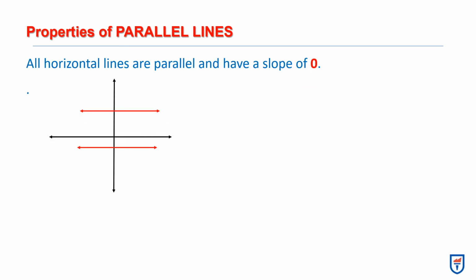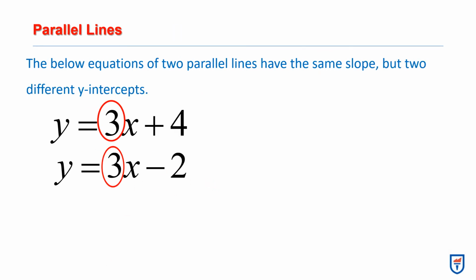All horizontal lines that are parallel have a slope of 0. So any linear equation that gives a line running horizontally along the x-axis, or parallel to the x-axis, has a slope of 0. Parallel equations have the same slope but different y-intercepts.